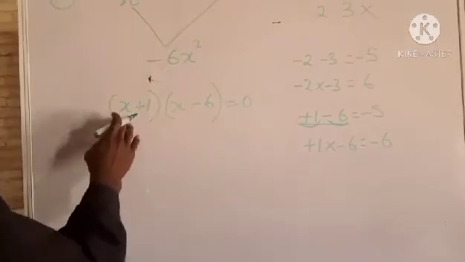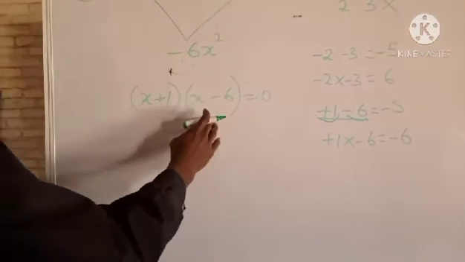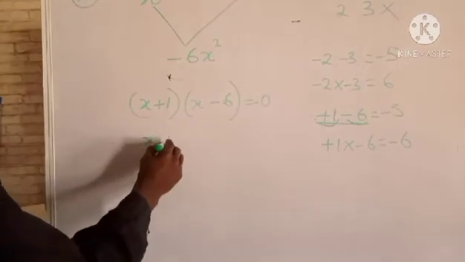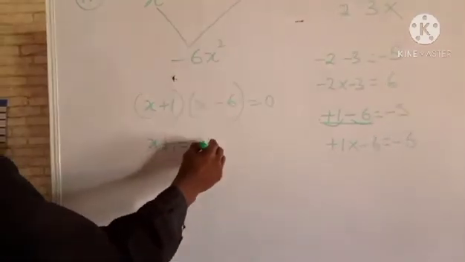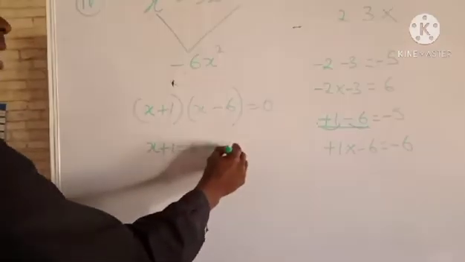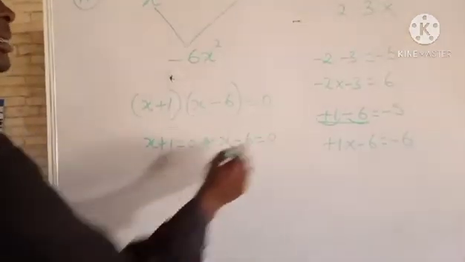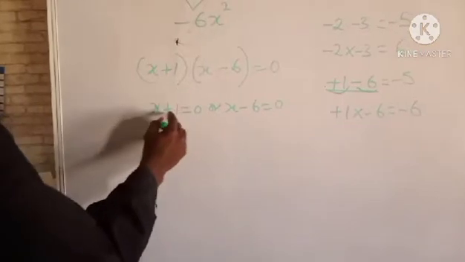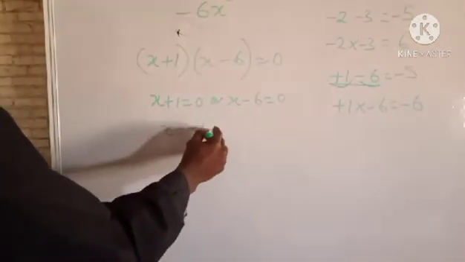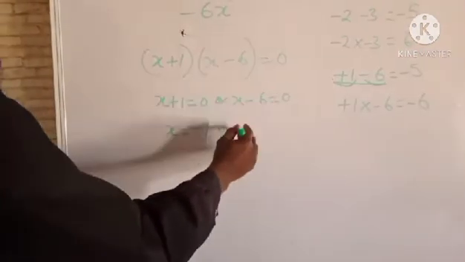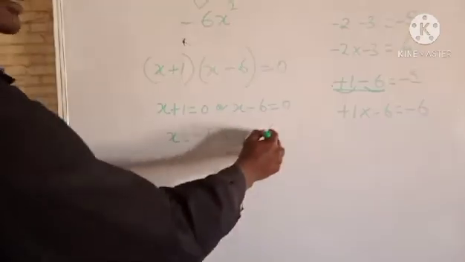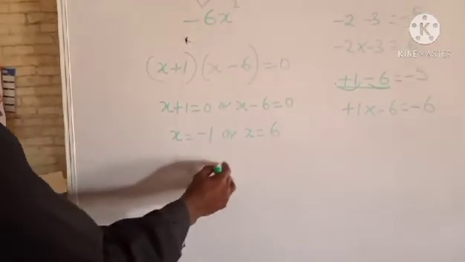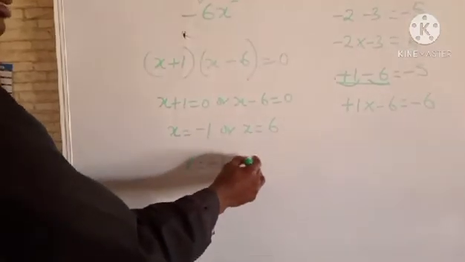So if x plus 1, x minus 6 is equal to 0, it implies the first bracket x plus 1 is 0, or the second bracket x minus 6 is 0. Equating this gives x as plus 1 crossing over becomes minus 1, or minus 6 crossing over gives x as 6. So the roots of this quadratic equation, x, are minus 1 or 6.